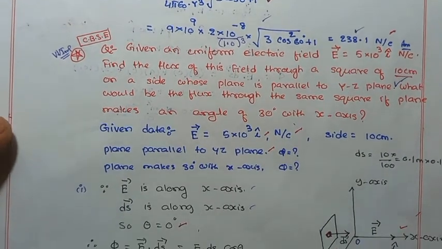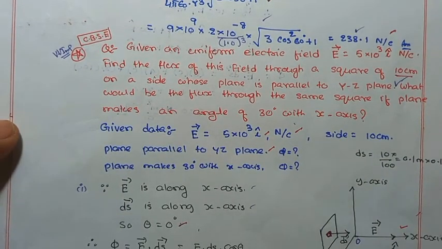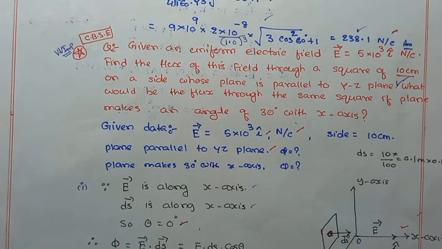The question is: given a uniform electric field E vector equal to 5 into 10 to the power 3 i cap Newton per coulomb, find the flux of this field through a square of 10 centimeter on a side whose plane is parallel to the YZ plane. What would be the flux through the same square if the plane makes an angle of 30 degree with the x axis?